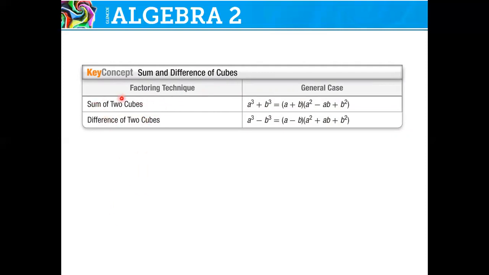Now for cubes, we have sum of two cubes and we have difference of two cubes. Remember, now you just have to memorize the rules. The sum of two cubes will be split into two brackets. The first one is simply a plus b. Then the second will be a squared minus ab plus b squared. Look at the sign. The first bracket carries the same sign. Plus, plus. If it's minus, it will be minus. Then the second one will be a squared minus ab.